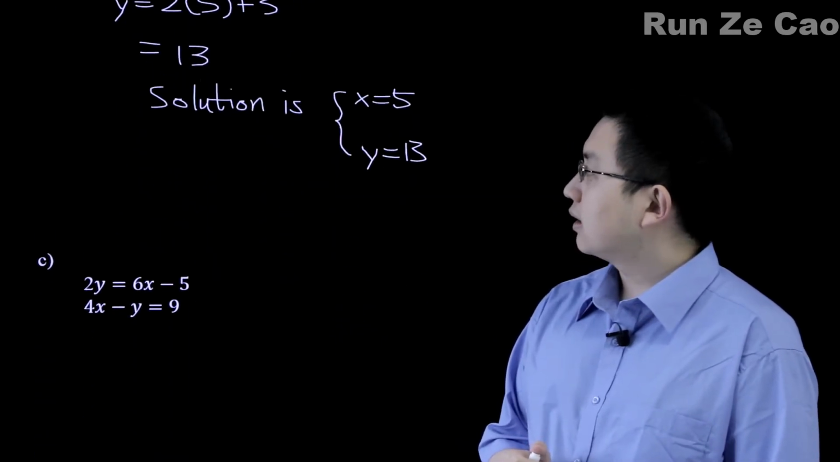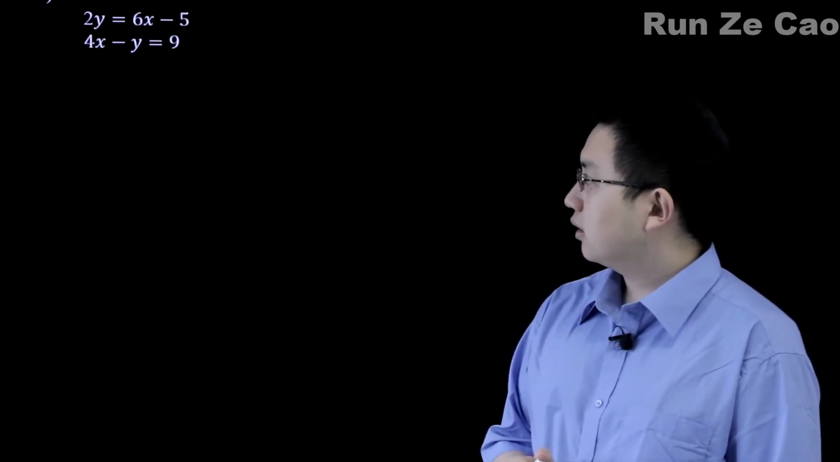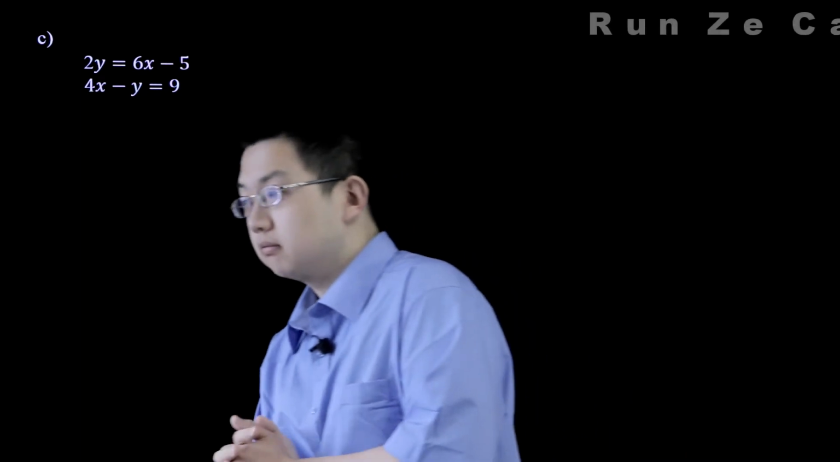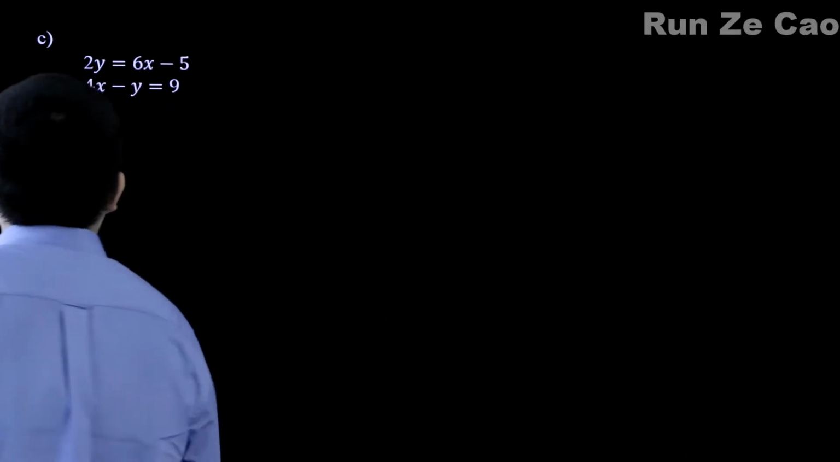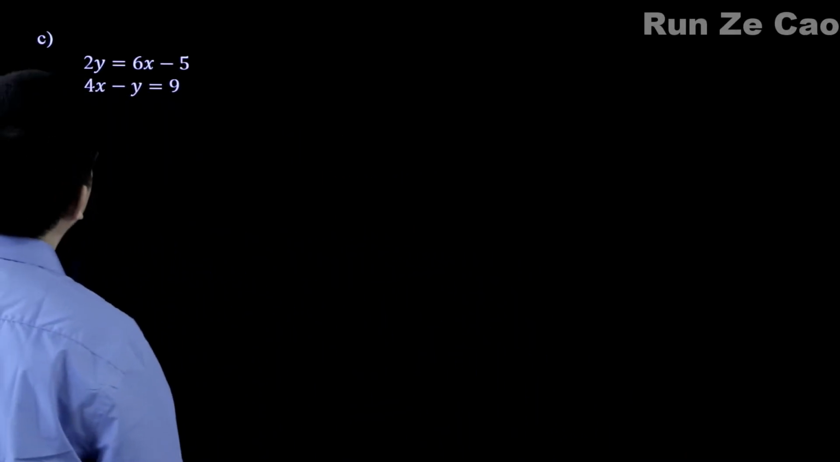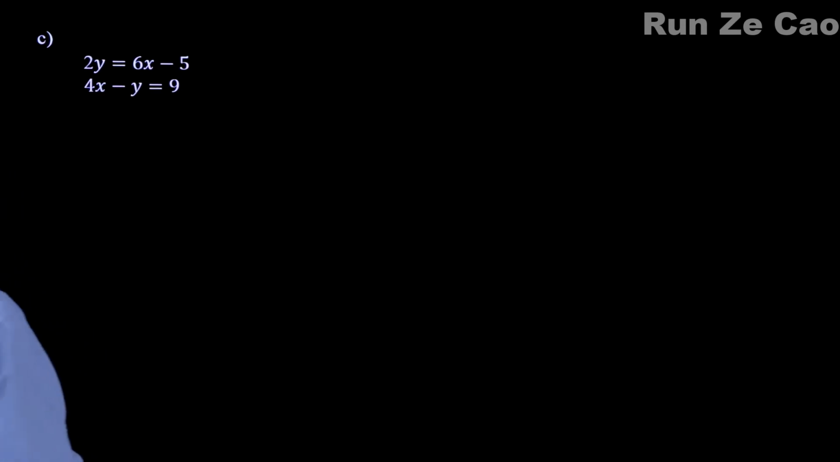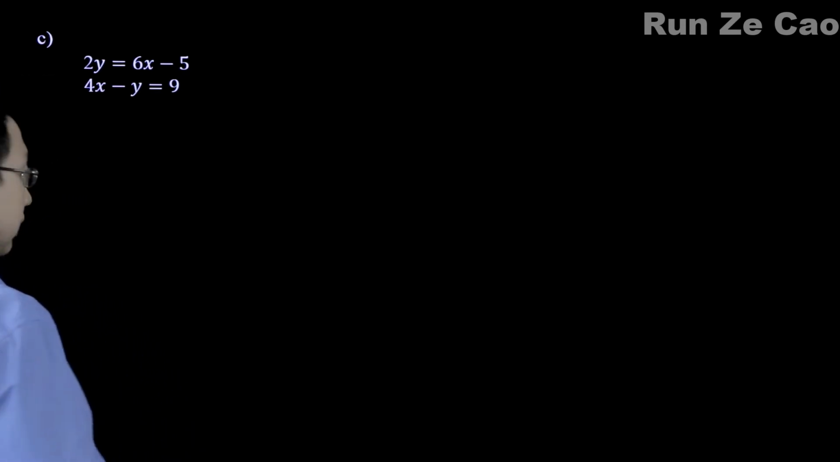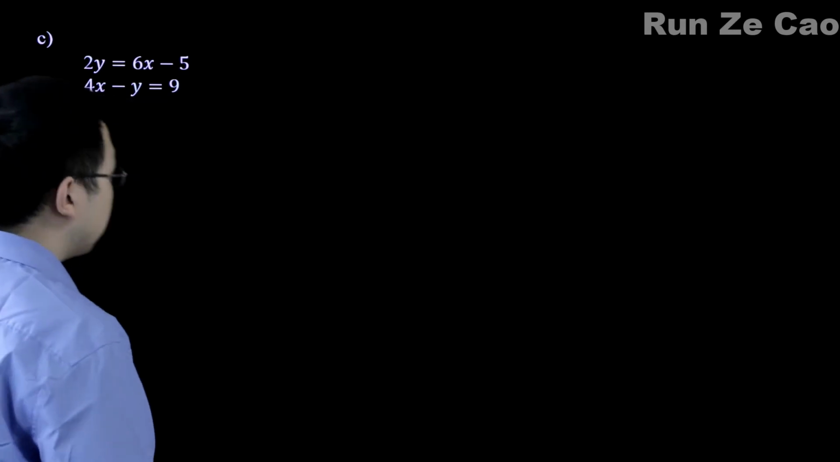Did you know that in the Olympiads, you can get the majority of marks for a problem, even if you get the final answer wrong, by using the right formulas? Alright. 2y equals 6x minus 5, 4x minus y equals 9. So how do we get this to a point where it is possible to substitute?